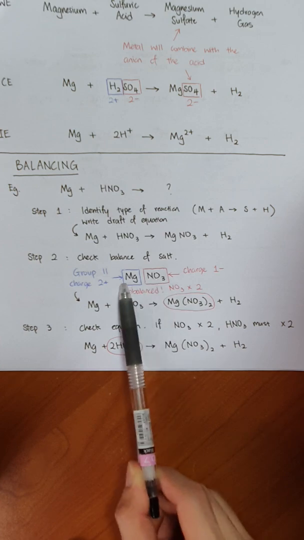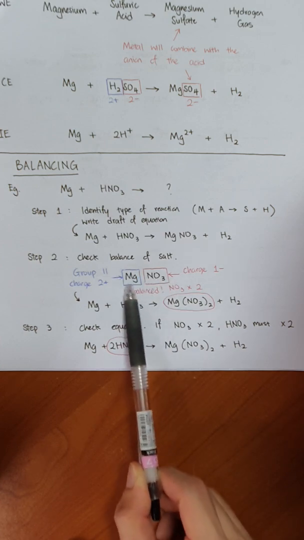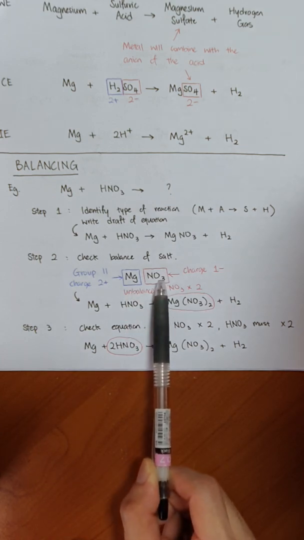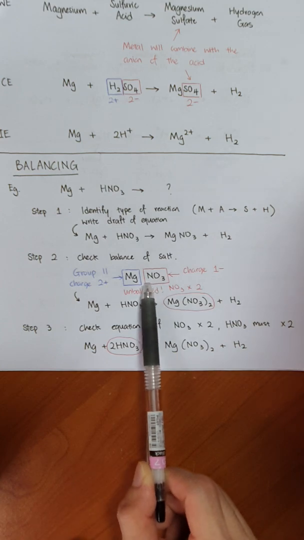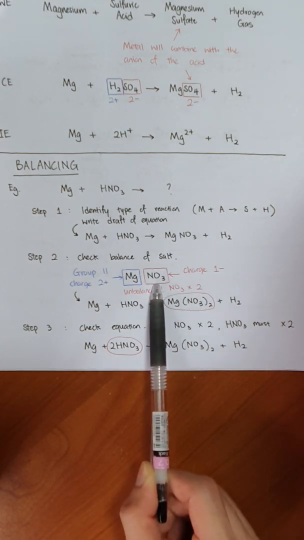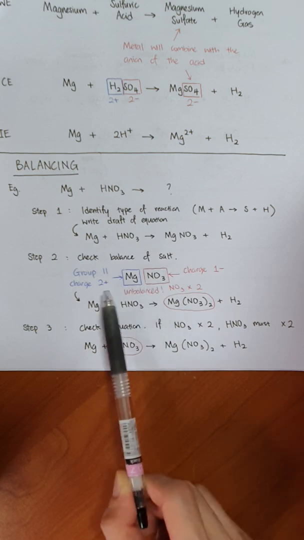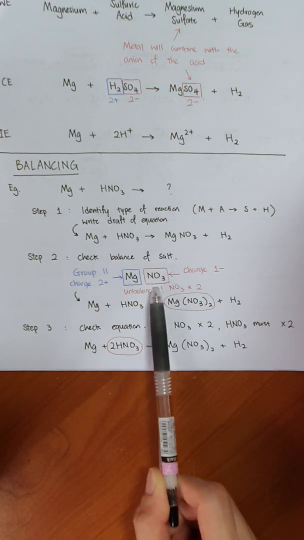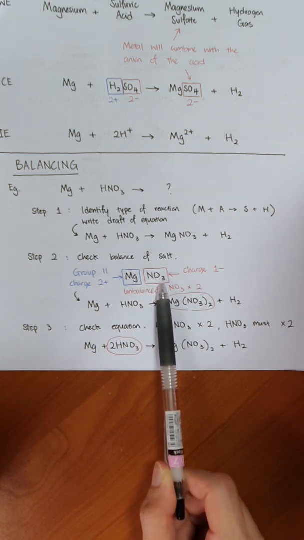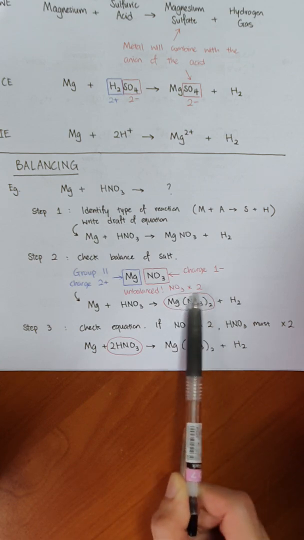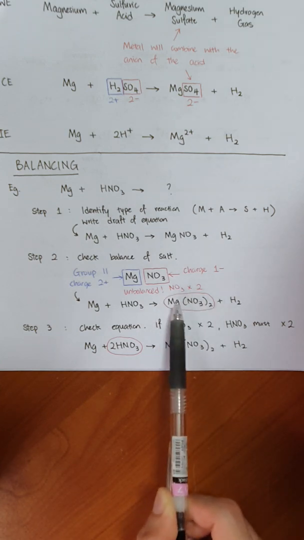You just check the charge of both ions. You know that Mg is in group 2, so the charge is 2 plus. NO3 is minus. Remember that your nitrate ion has a charge of 1 minus. So you need to know that they are not balanced out, because your cation is 2 plus and your anion is 1 minus. So you need to multiply your anion by 2, which gives you this, Mg(NO3)2.